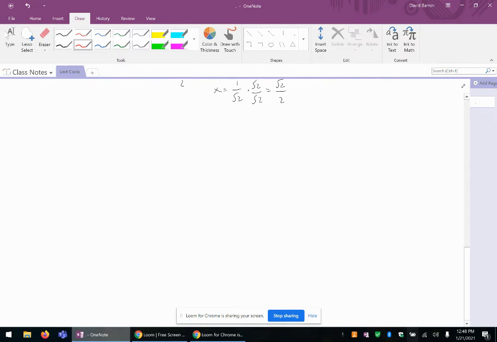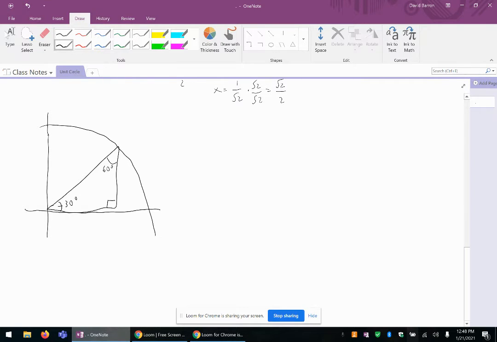Okay, so now let's look at a 30, 60, 90 triangle. So we have a 30-degree angle here, a 90-degree angle. This angle has to be 60 because they have to add up to 180. Again, you can envision this as being embedded in a unit circle. That looks more like a 45-degree angle, I apologize, but we want to find the x and y coordinates of this, which again are equivalent to these side lengths. So how could we do that?